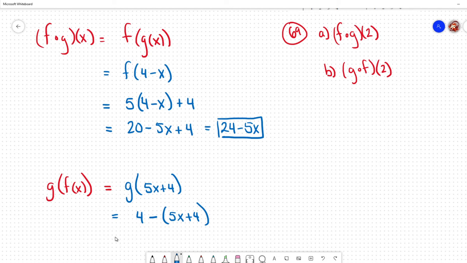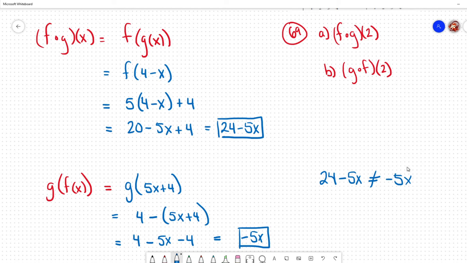So now we clean up. 4 minus 5x minus 4 for a final answer of negative 5x. So there we go. So this is part A. So we got f of g of x, we got g of f of x. So part B says determine, are these two the same? Are they equivalent? So real simple answer to this one: the answer is no, they are not equivalent. They're nothing the same.